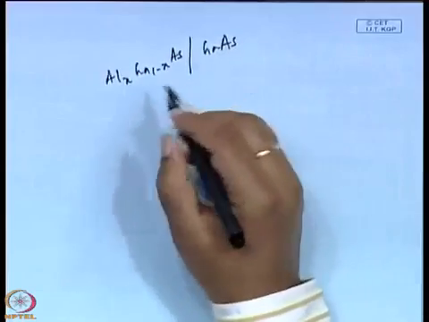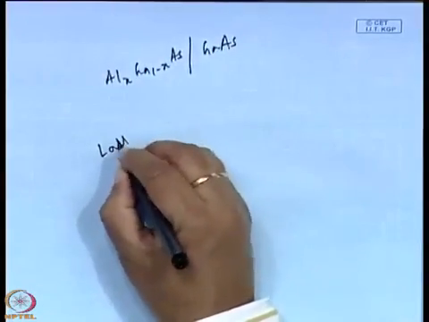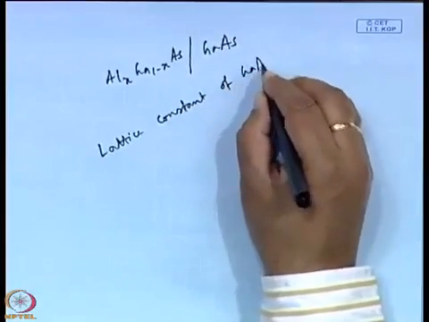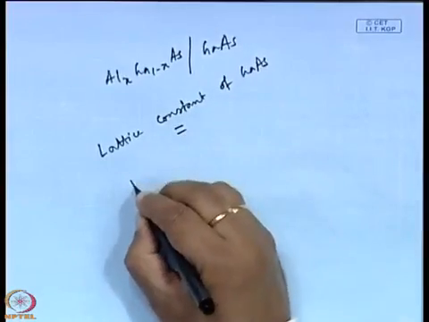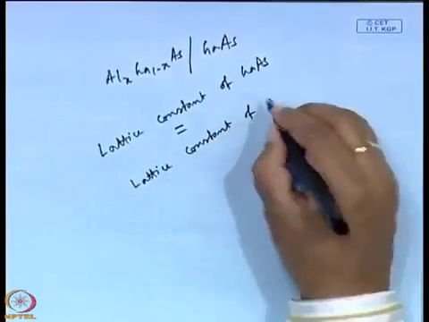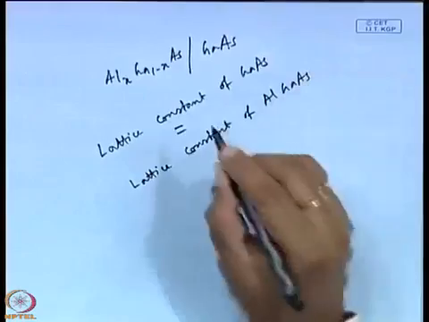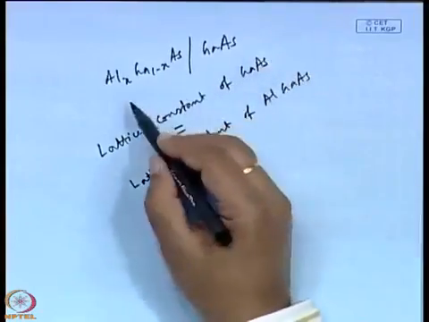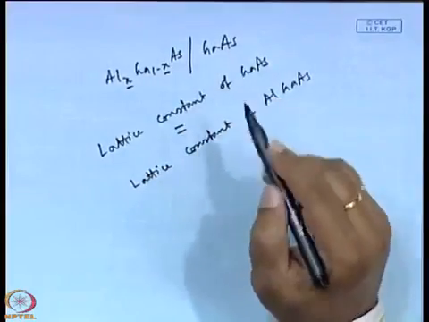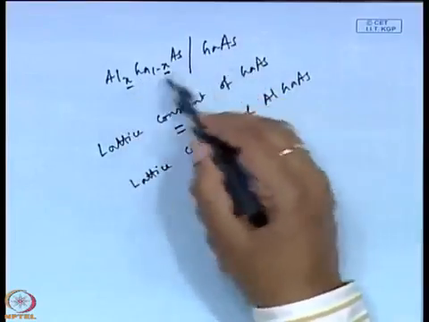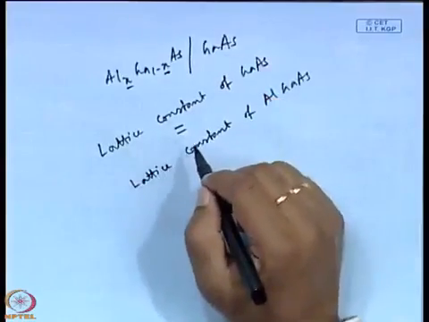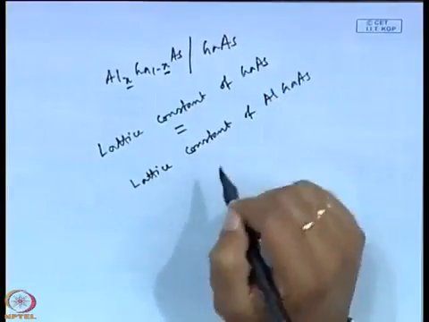Why? Because the lattice constant of gallium arsenide is equal to the lattice constant of aluminum gallium arsenide. So, that is a very important consideration that for all values of x, whatever be the value of x, it is lattice matched to gallium arsenide, and this AlGaAs system is used for making the first generation sources for fiber optic communication in the 800 nanometer region.